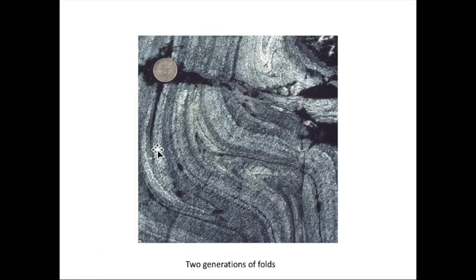And here's another example of two generations of folds. So we have an isoclinal fold here. The limb on this side and this side are the same. It comes up and then back down. And then that fold has been folded again.